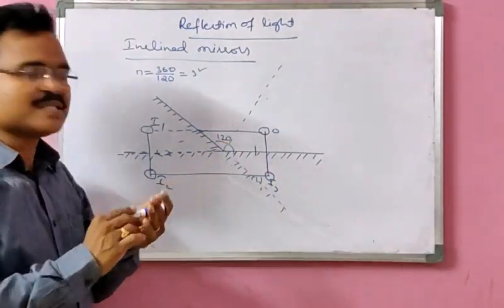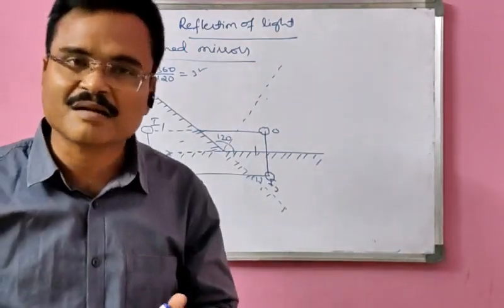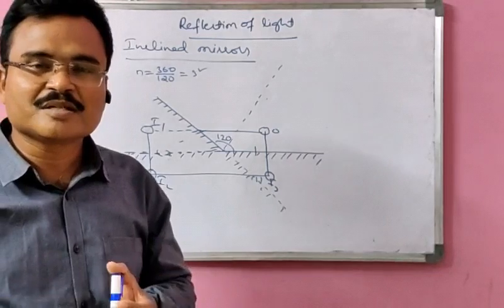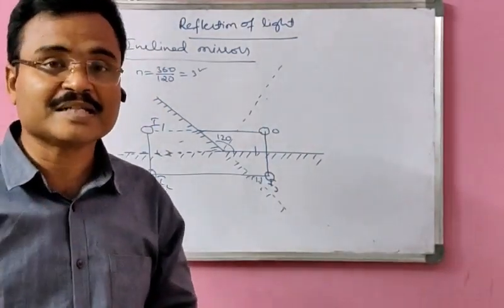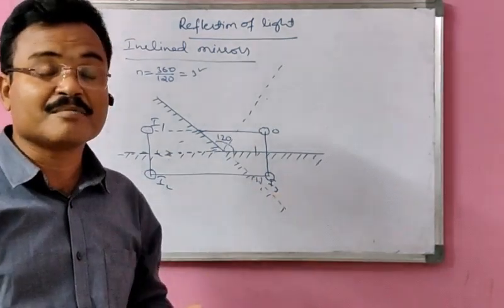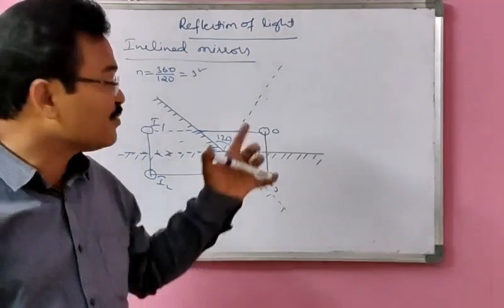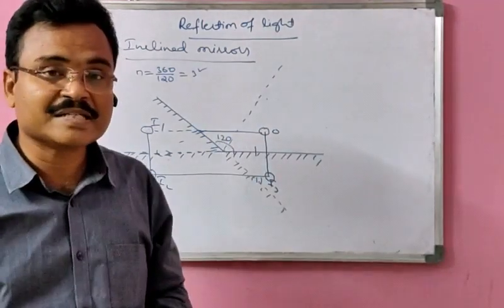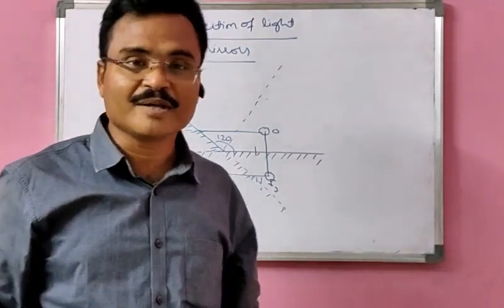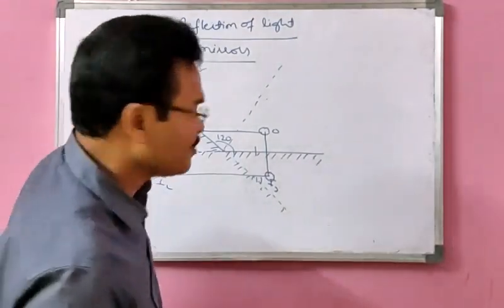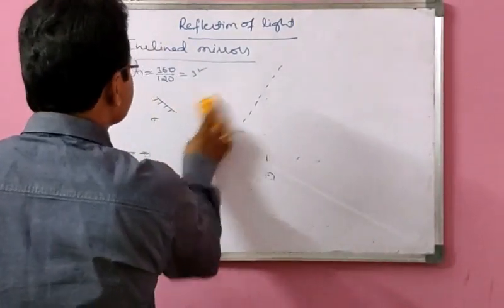Where the object is placed is very important, even if 360 by theta is odd. If 360 by theta is odd and the object is placed on the angle bisector, the number of images will be even. And if it is not placed on the angle bisector, then the number of images will be odd only. So this is the concept here. I'm writing this in the form of a table so that you can understand.